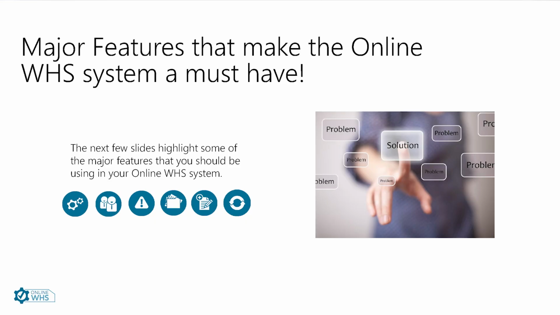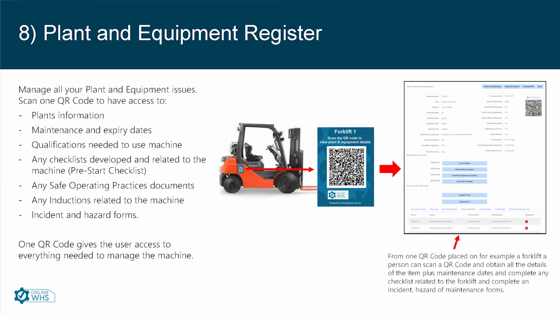We've talked through the introduction, we've gone through some of the systems, and now we're going to be looking at the features, not all 45 plus features, but a handful of them, Phil. Tell us about the ones that we've got on screen at the moment. We've already talked about the checklist builder. Let's talk about plant and equipment.